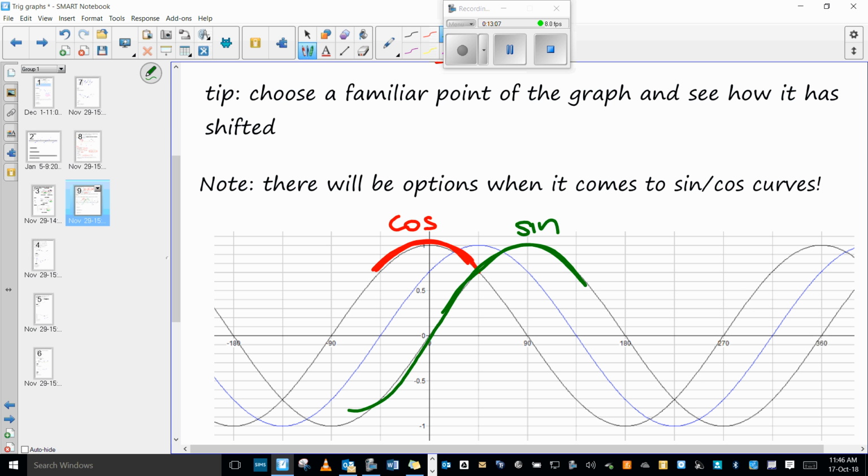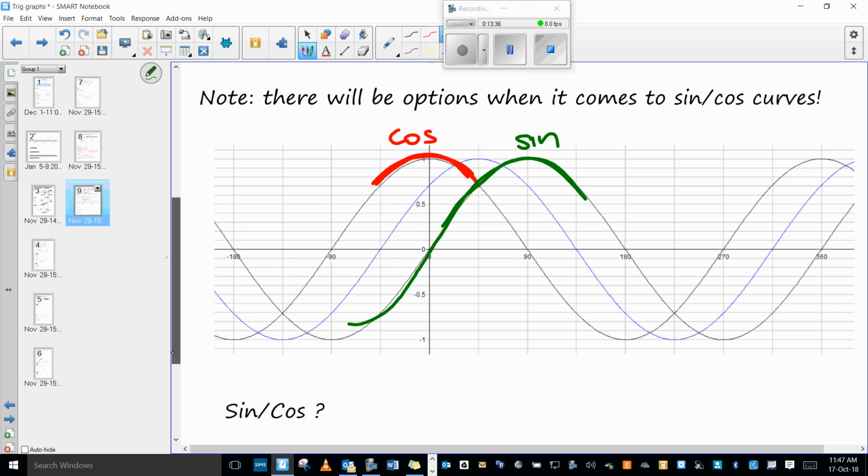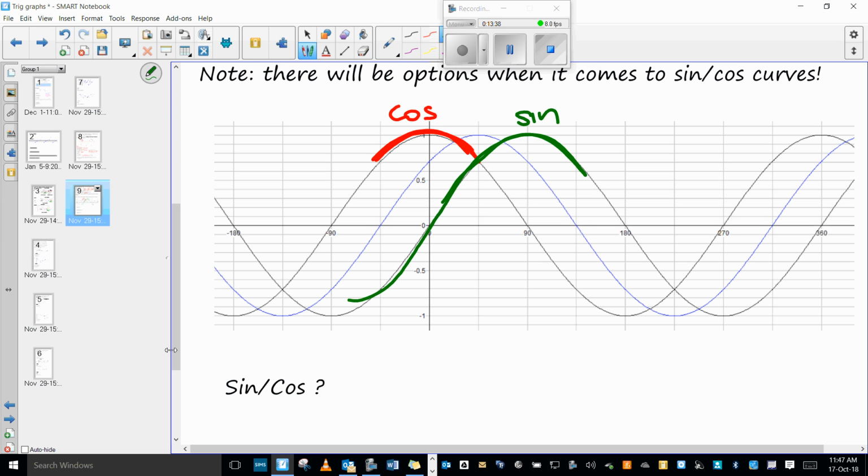So this blue curve can be described either using sine or cos. Because we did decide or establish earlier that they are just shifts of each other, aren't they? So this cos curve is exactly the same, it's just shifted slightly. So if we were trying to describe the blue curve as a cos curve, okay, so a cos.